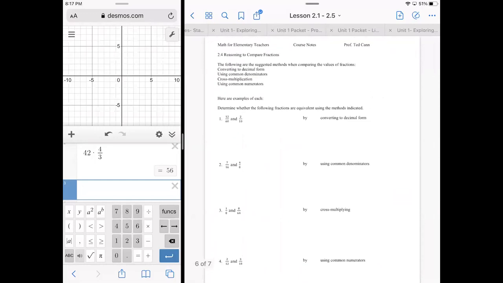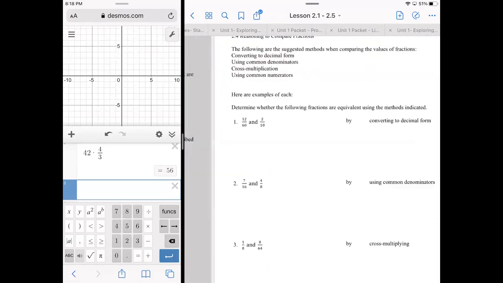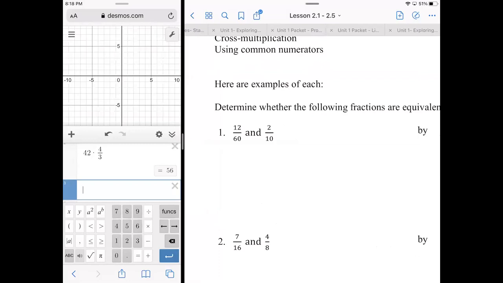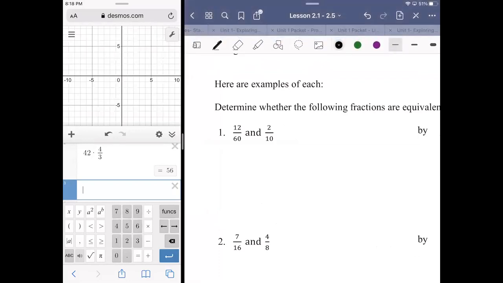So we're kind of coming down the home stretch here. The rationale for converting or comparing fractions, or the idea behind it: if we want to compare fractions, we can convert to decimal form. We can use common denominators. We can cross multiply, or we can use common numerators. All right. So any one of these approaches is reasonable. If we convert to decimal form, it's very straightforward in terms of what you need to do. Actually carrying it out is a different story, right? So it depends on what you need them to do.